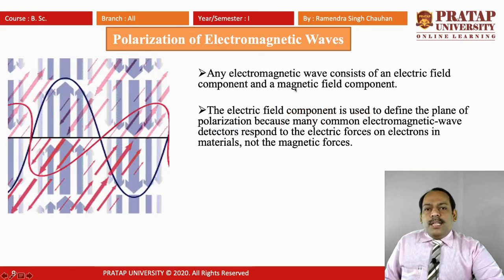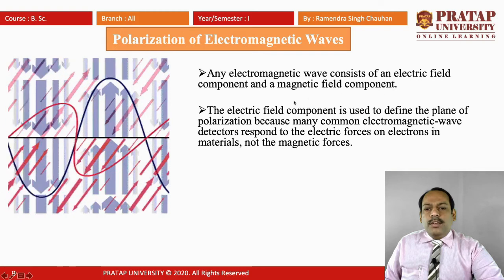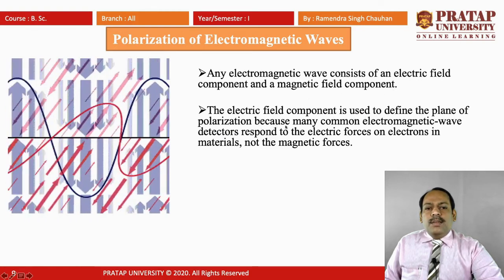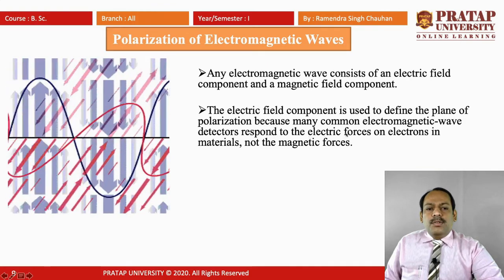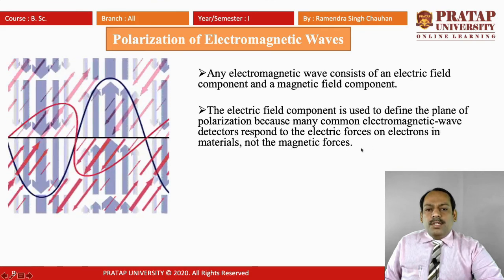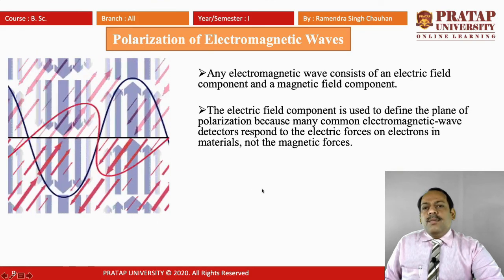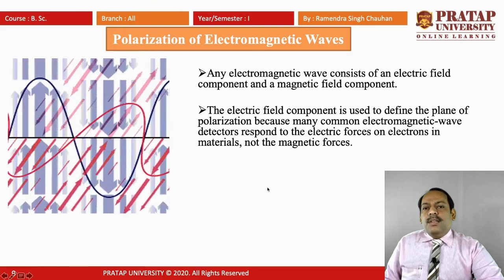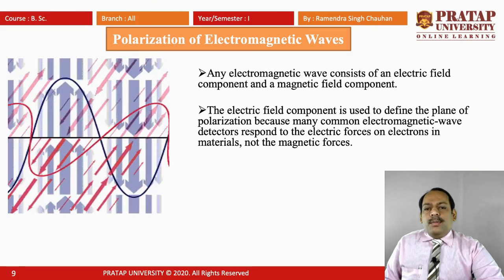Now, any electromagnetic wave consists of an electric field component and a magnetic field component. The electric field component is used to define the plane of polarization because many common electromagnetic wave detectors respond to the electric forces on electrons in material, not the magnetic forces. So, as we have already discussed, polarization is an optical property, and that's why it is dependent on the electric vector of the electromagnetic wave.